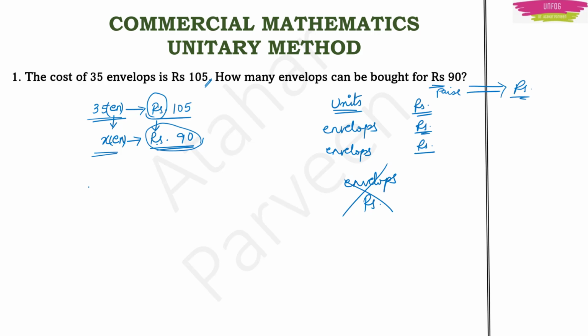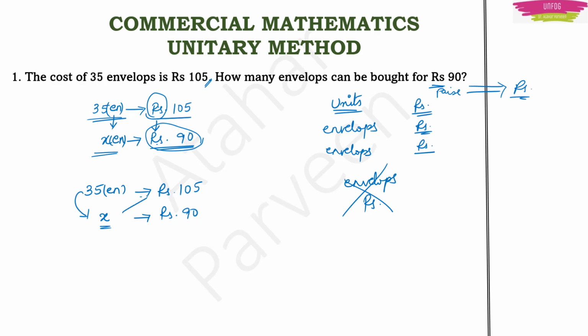We will solve it again. I will write it for you. So 35 envelopes were bought in rupees 105. The cost of 35 envelopes is rupees 105. Now you have to find the number of envelopes. So I will write X, below envelopes only. They have given the cost. It is 90 rupees. I have to find X, means how many envelopes I can buy in rupees 90.